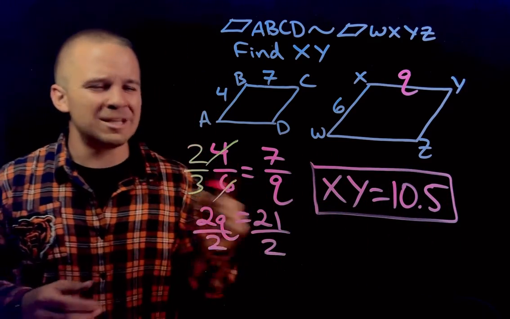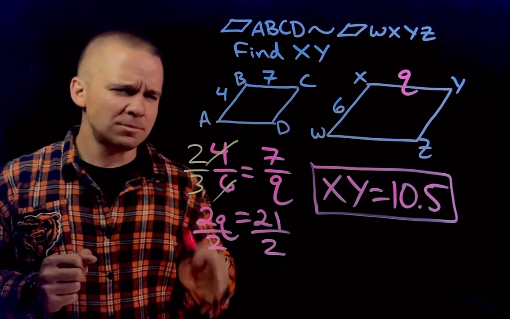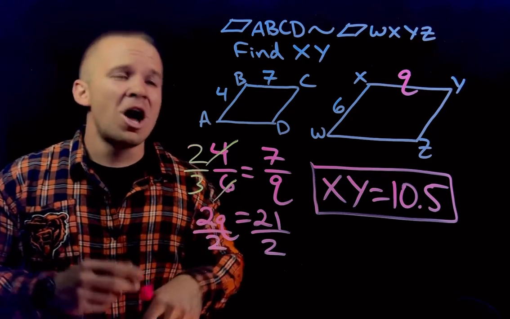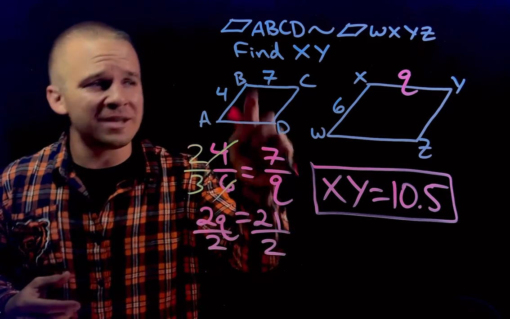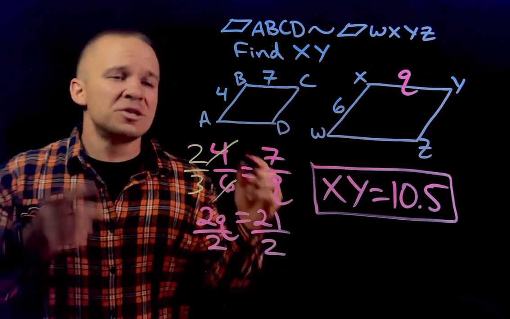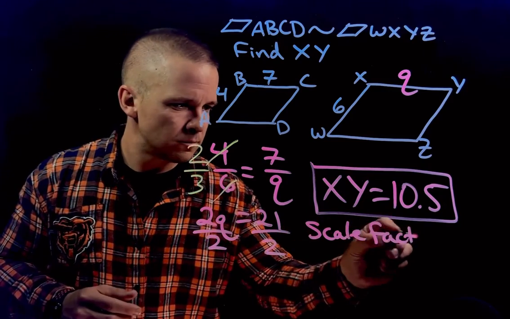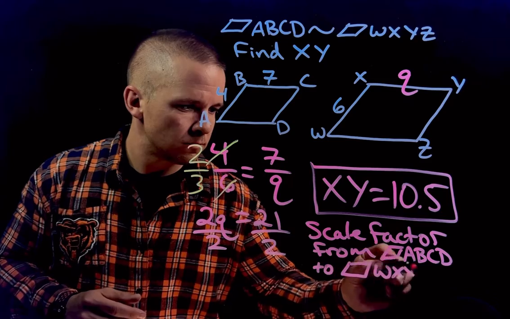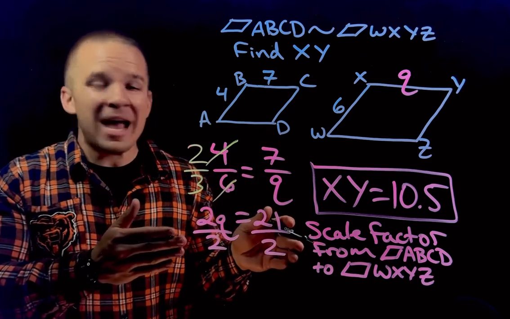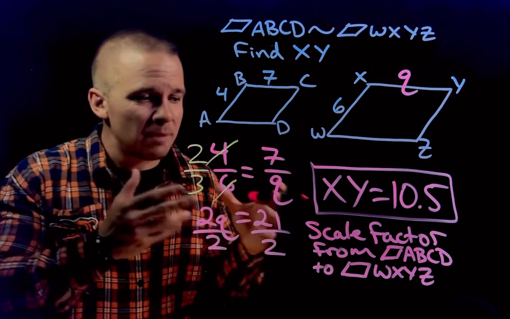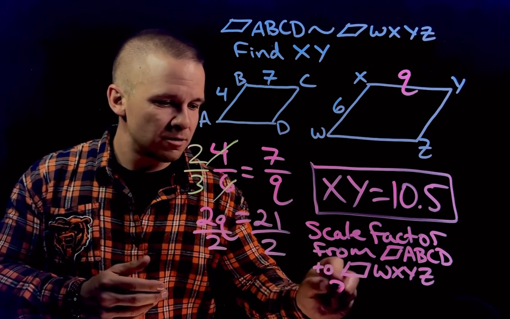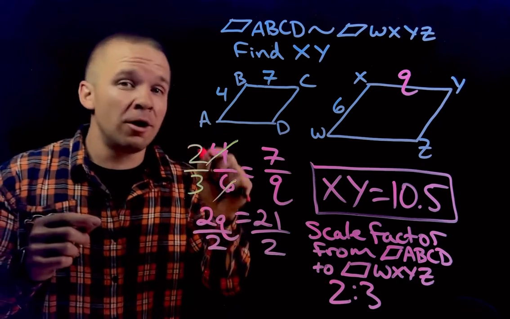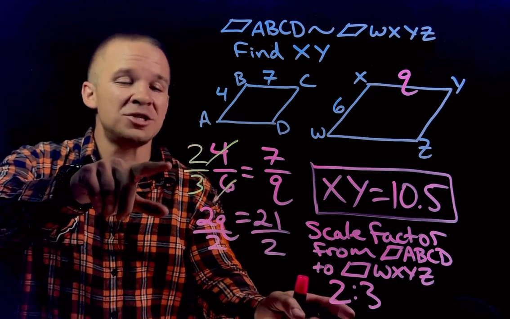Now, one last thing before we call this a day. This 2/3. I wonder if that's significant. That's what we call our scale factor from this figure to that figure. So the scale factor from parallelogram ABCD to parallelogram WXYZ is 2/3, or 2 to 3, or you could say 2 over 3. Your call. These two are the most common.